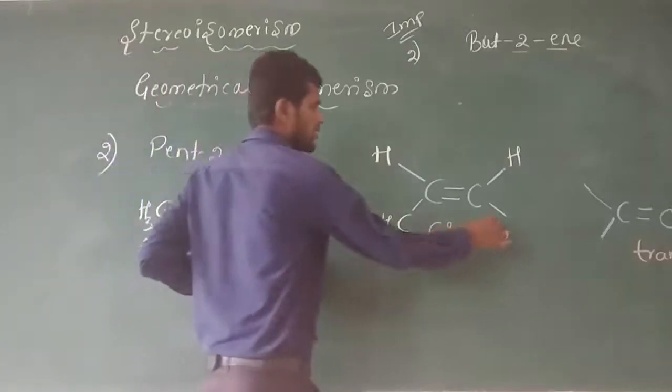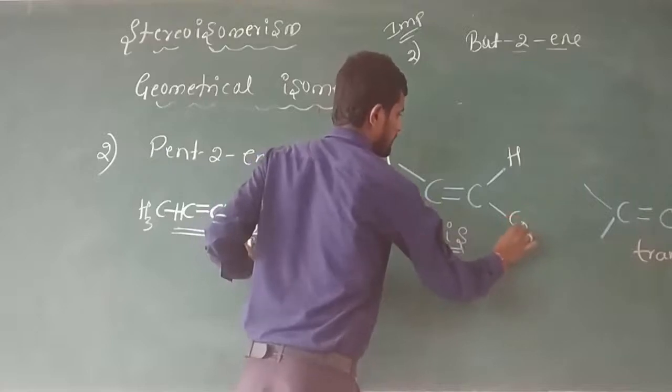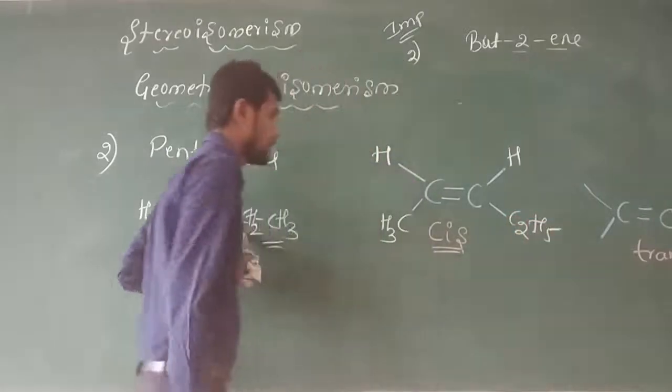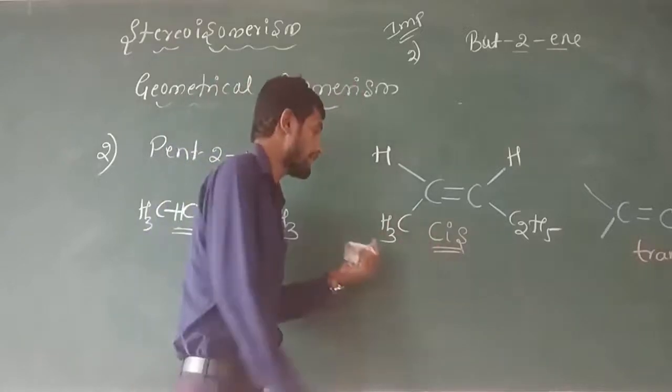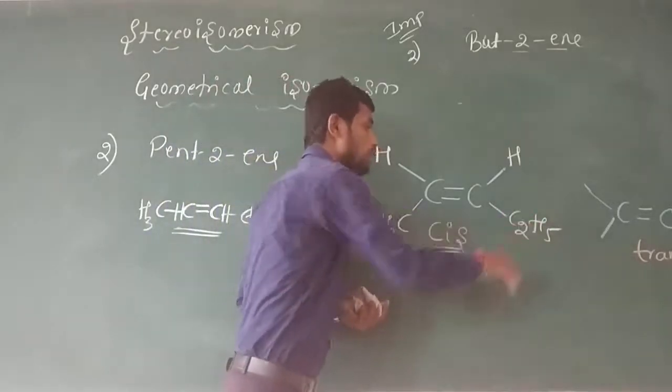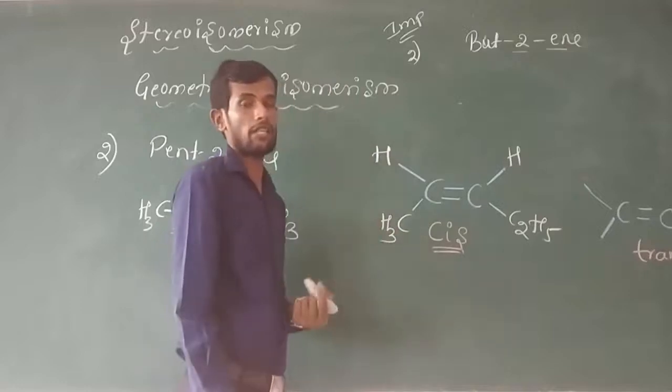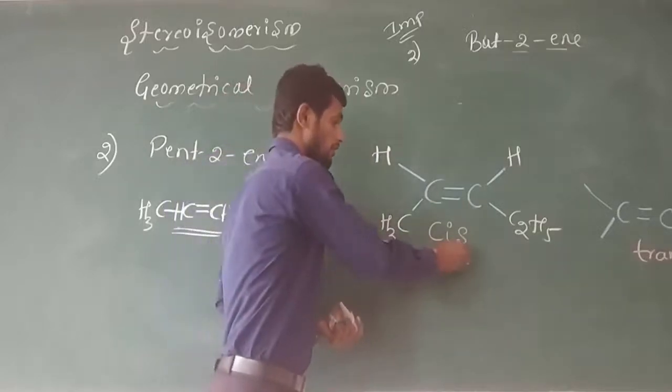You write either CH2CH3 or simply C2H5. Is it right? Yes. Students, observe carefully. Here two alkyl groups are present on the same side of the double bond, then it is cis form.